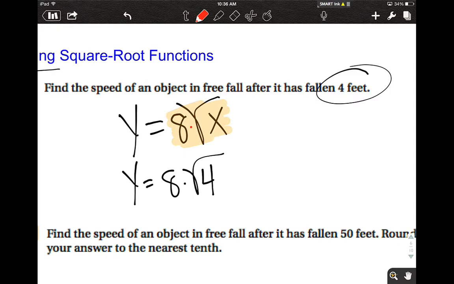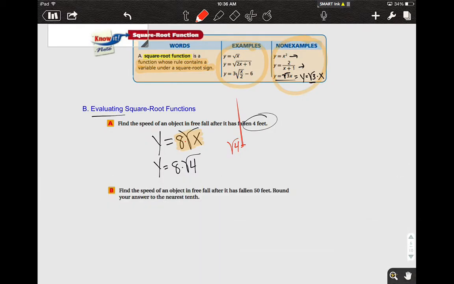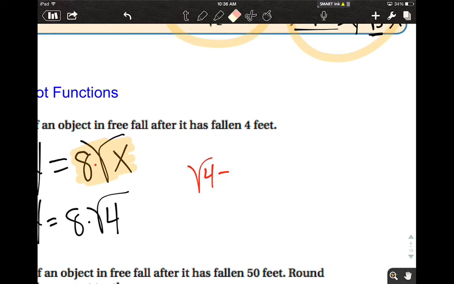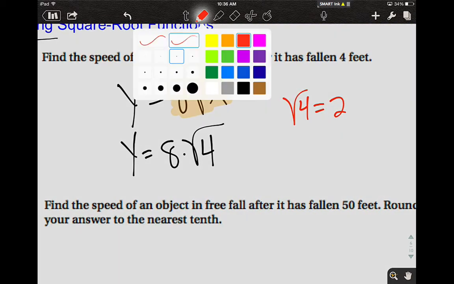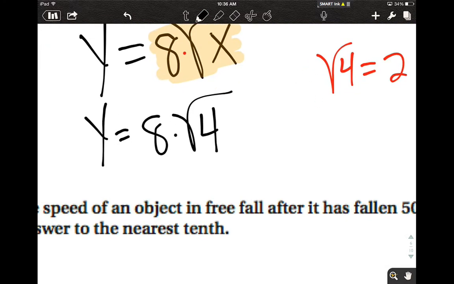So, my calculator, I'm just going to find the square root of 4. Oh, guys, we don't need a calculator for that. I'm so sorry. What is the square root of 4? That's a perfect square. The square root of 4 is 2. Again, so sorry, I'm trying to get a handle on using the iPad here. Square root of 4 equals 2. So therefore, my evaluating here is pretty simple. 8 times 2 is 16.